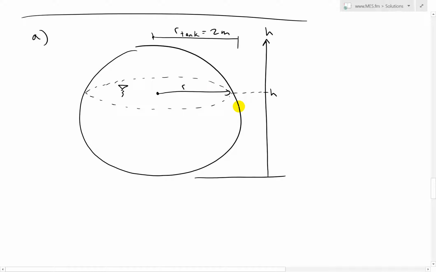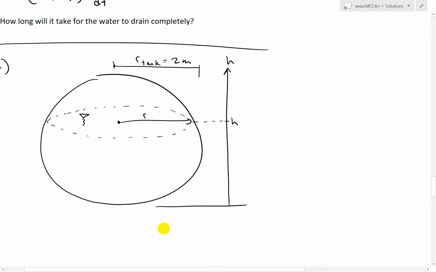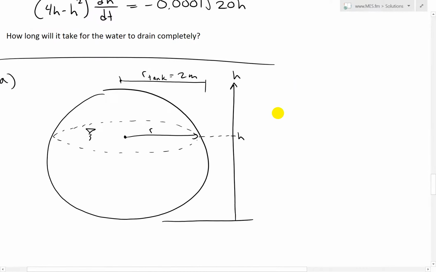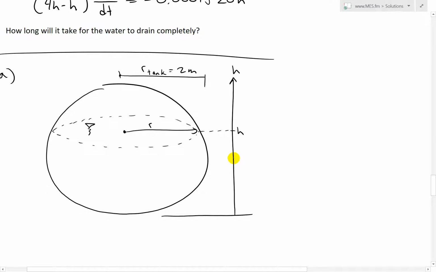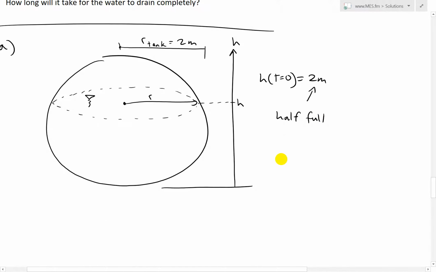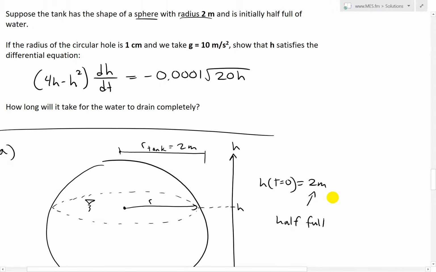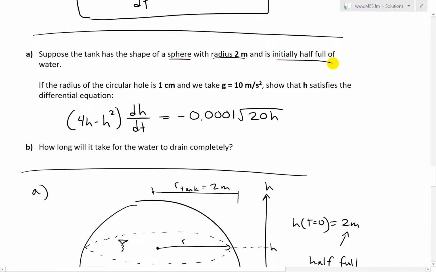So r is a function of h. This is the radius of the water level. The full radius of the tank is 2 meters. And we're given that it's initially half full. So this means that initially, I'll just write initially and we'll set it as time t equals 0, h is equal to 2 meters. Because remember, this is half full and the radius is 2 meters. It's a sphere. So it's half full. It's up to the halfway point, which is again the radius. Distance to the half is the radius, so 2 meters is the water height. So that's our initially half full condition.